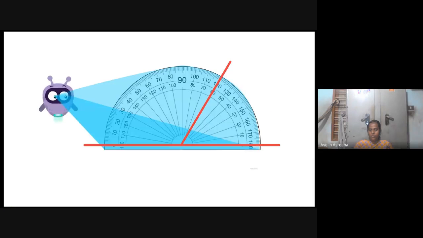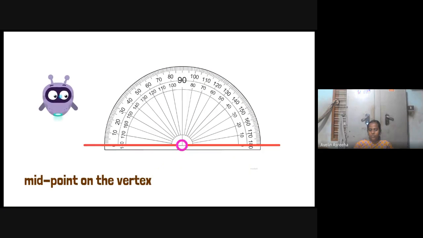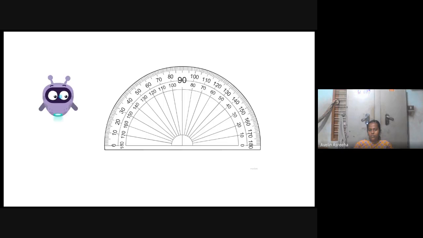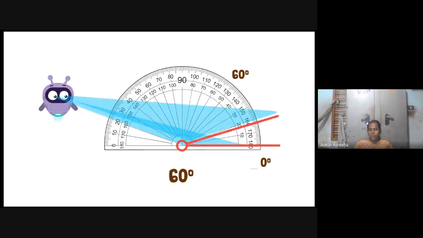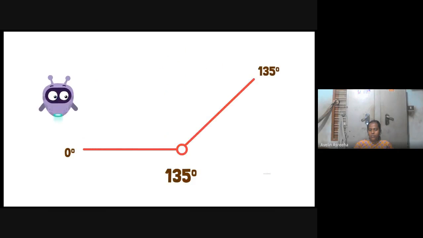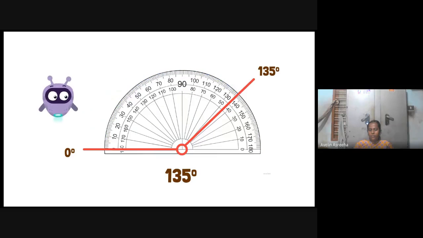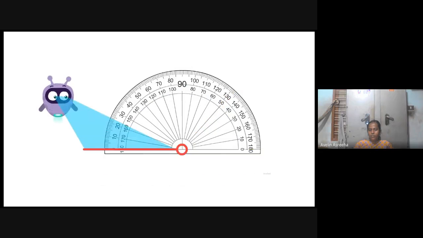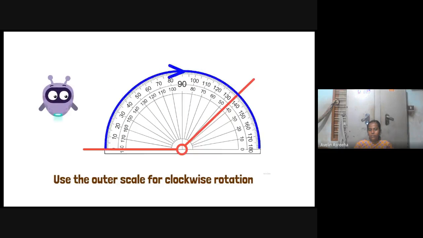Now, measure this angle. The midpoint of the protractor goes on the vertex. The baseline goes on the base arm. We start measuring from 0 degrees up to the other arm. So we use the inner scale. 60 degrees anti-clockwise. 135 degrees clockwise. We use the inner scale for anti-clockwise rotation and the outer scale for clockwise rotation.